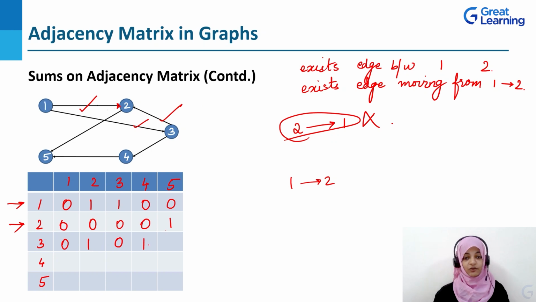One edge moving from vertex 3 to vertex 4 and zero edges moving from vertex 3 to vertex 5. Similarly, for vertex 4, we've got zero edges moving from vertex 4 to vertex 1, zero edges moving from vertex 4 to vertex 2, zero edges moving from vertex 4 to vertex 3, zero edges moving from vertex 4 to itself, and one edge moving from vertex 4 to vertex 5. Lastly, looking at vertex 5, we can say that there are zero edges moving from vertex 5 to any other vertex, right? So this is how we actually have a difference between our directed graphs and undirected graphs when we are looking at adjacency matrices.